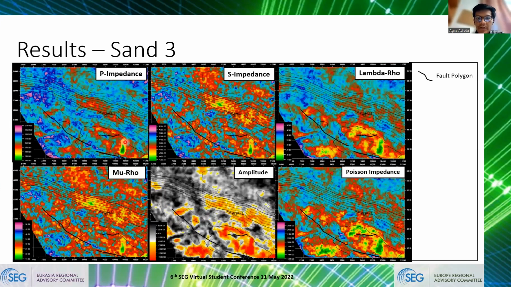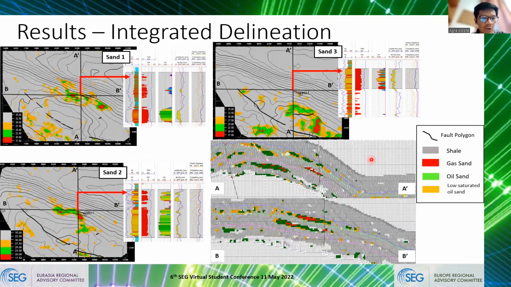Based on this discovery, we will run the same crossplot that we have on the well data. And we achieve this integrated delineation between the SAN 1. Based on this delineation, we can define the prospects of the new location of the hydrocarbon accumulation. The green one is the oil, and the red one is the gas accumulation.